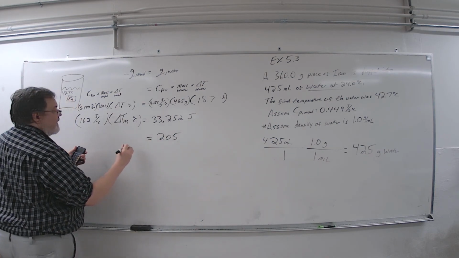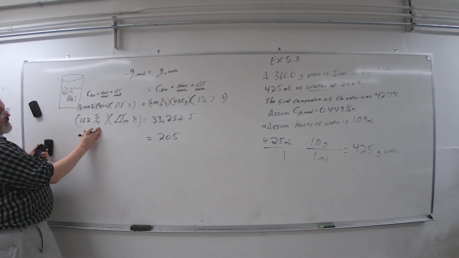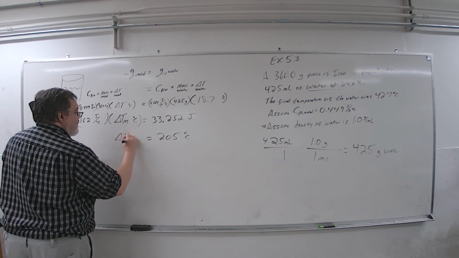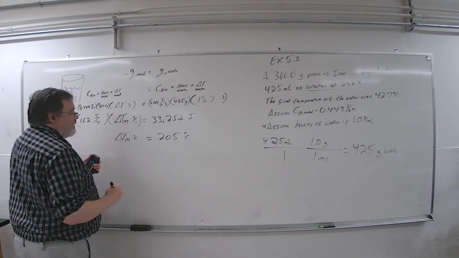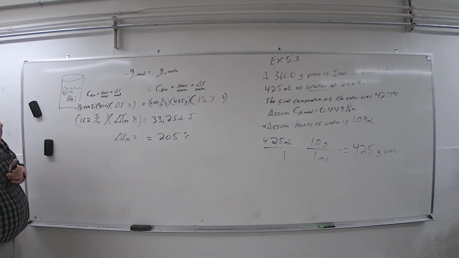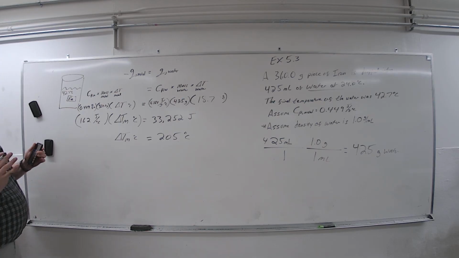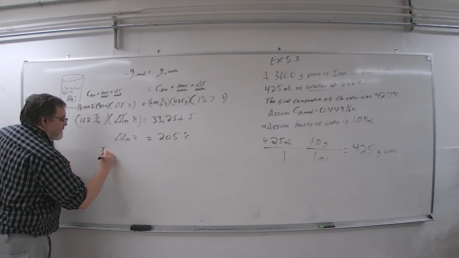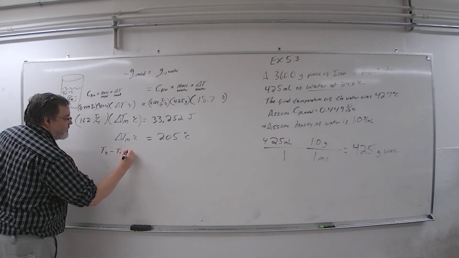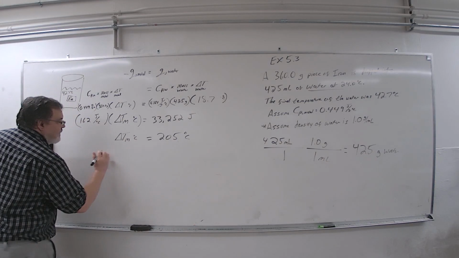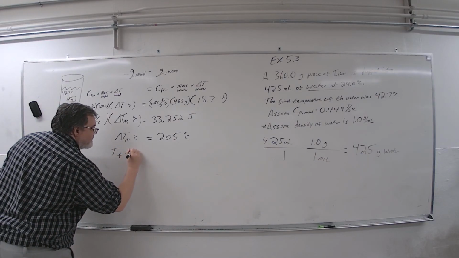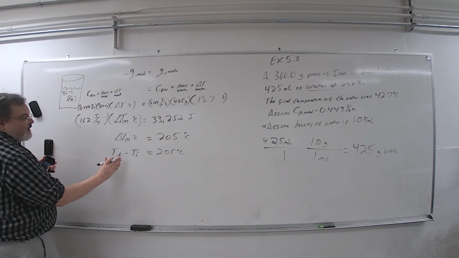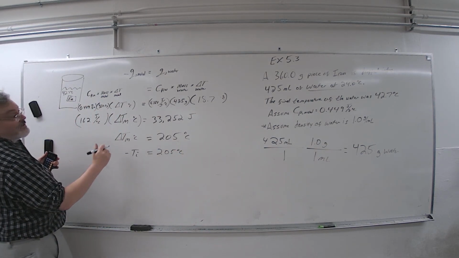Leave that at 205. When we divide, the joules go away, so we're in degrees C. Okay. I think that's the best way to do this, because now we're just going to go temperature final minus temperature initial for the metal. Temperature final minus temperature initial for the metal is 205 degrees C. Temperature final of the metal was 42.7.